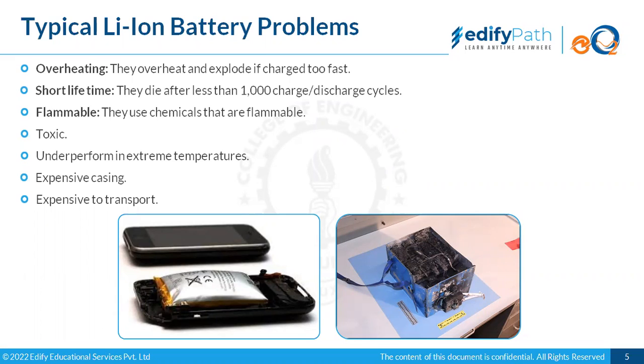If at any point of time charging goes beyond the safe levels or the safe charging C rating of a cell, then this could create problems, and there could be fires, because there could be overheating in the cell, and that could affect other cells, since it holds lithium ion, which is a highly flammable element. So that could happen due to fast charge. Short lifetime: they die after less than 1000 charge and discharge cycles. This is typically the case with the NMC cells.